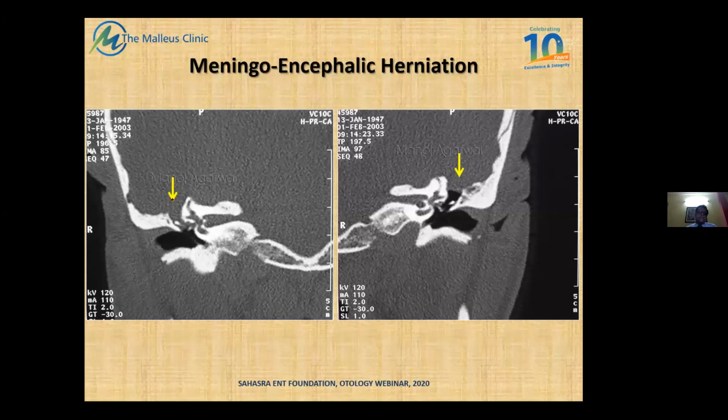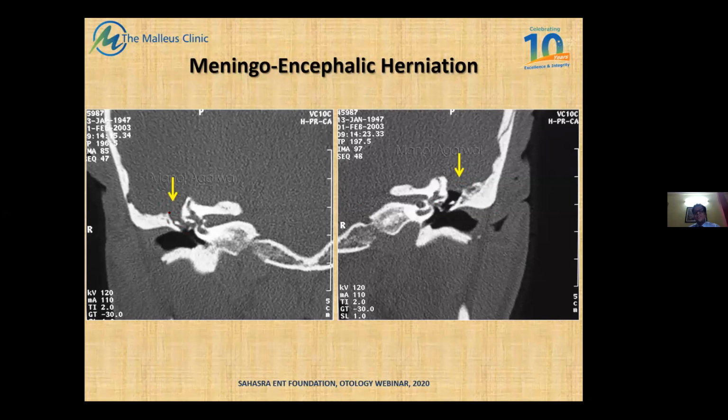Not always is a dehiscent tegmen an indicator of a middle ear pathology, and this particular case proves it. This is the same patient, left panel right ear, right panel left ear, and it's a case of bilateral meningoencephalic herniation. You can see that the tegmen is missing on both sides, and the intracranial matter is herniating. We do not know whether it's a meningocele or a meningoencephalocele unless and until we've done an MRI. But what we definitely see is that the intracranial content is herniating into the attic on both sides.